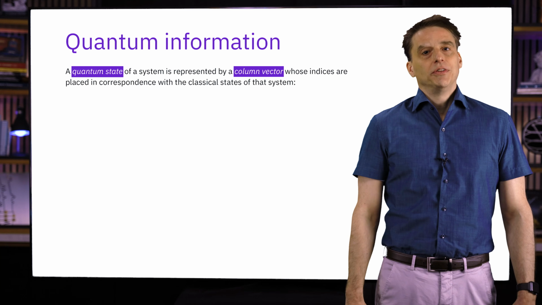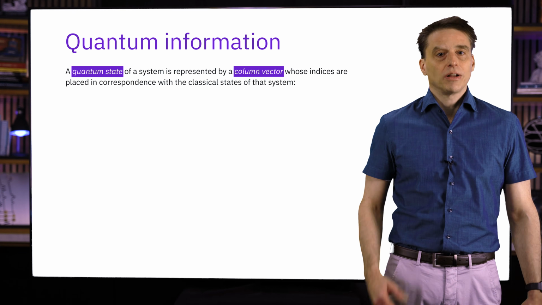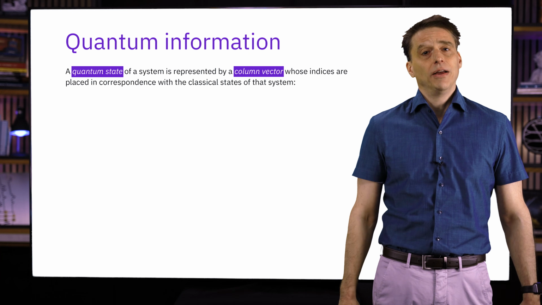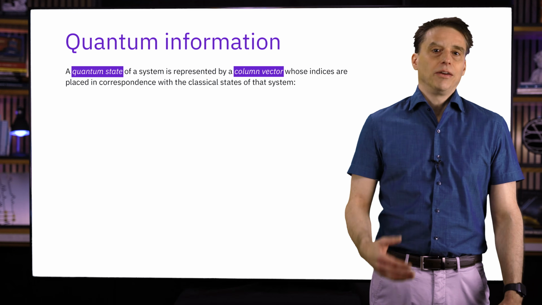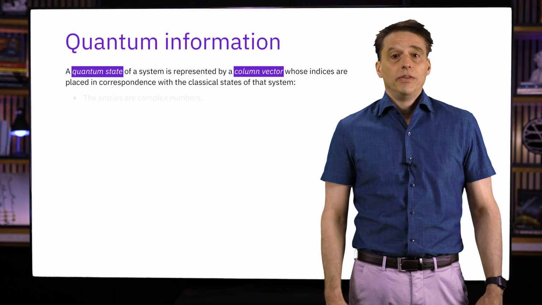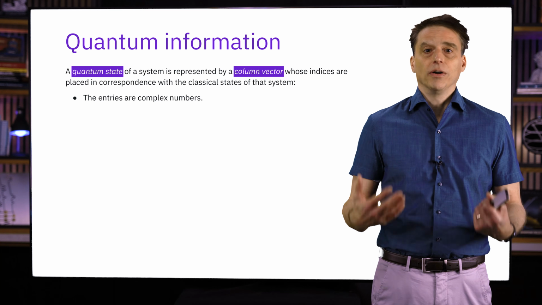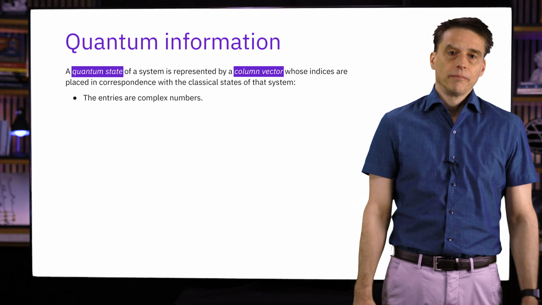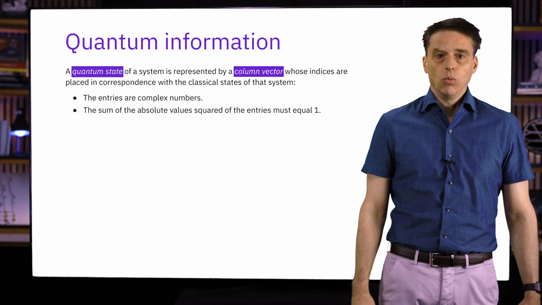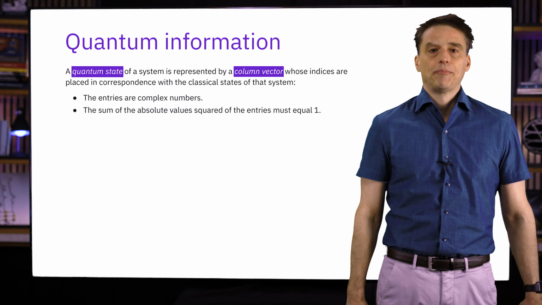A quantum state of a system is represented by a column vector, whose indices are placed in correspondence with the classical states of that system. So we're assuming here that the system we're talking about has some set of classical states, just like when we talked about classical information and probabilistic states. The entries in a quantum state vector are complex numbers, as opposed to the probabilistic case where the entries are non-negative real numbers. And this time, the sum of the absolute values squared of the entries must equal 1, as opposed to the sum being equal to 1 as we have in the probabilistic case.